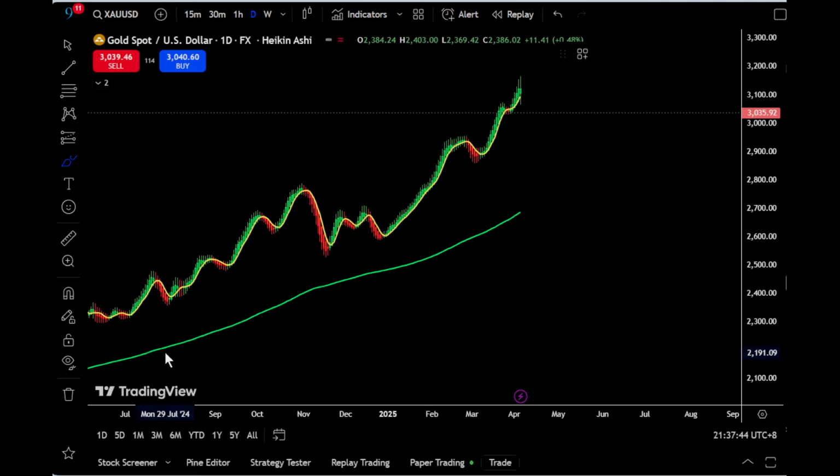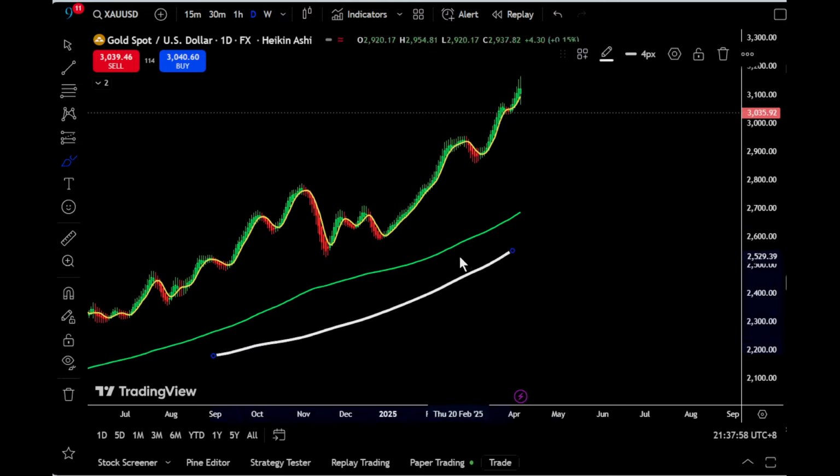So this is gold, this is gold spot. As you can see, the price has gone far beyond this 200 EMA. Although it's still bullish, the price is going up, and the moving average is also going up. So it has gone up quite a lot. You can see here, it's gone up quite a lot.